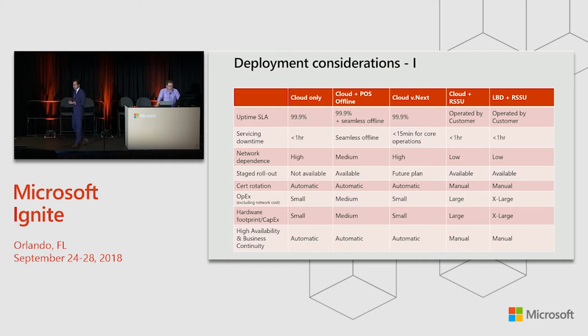For our cloud-only topologies, we offer today 3 nines of uptime for our primary store operations. It'll be the same for the vNext, which is the cloud with multi-geo, or also it's been called the retail cloud scale unit. When you look at RSSU, or when you look at LBD plus RSSU, Microsoft doesn't control the uptime. So the uptime will be largely a function of the service ops organization that is operating on that topology.